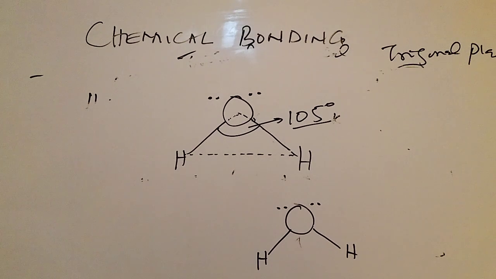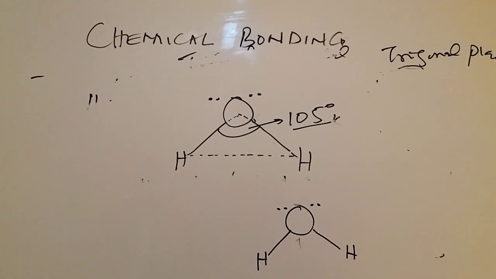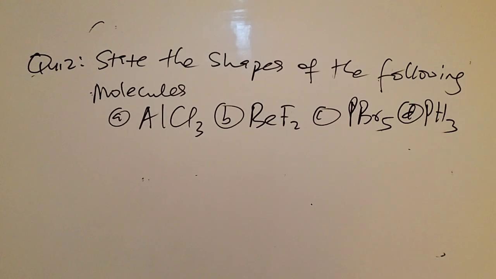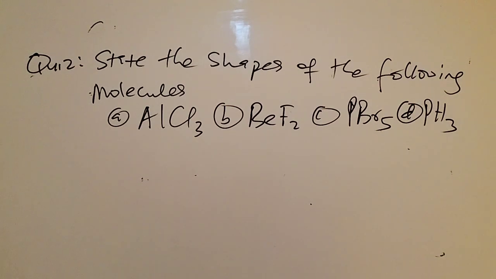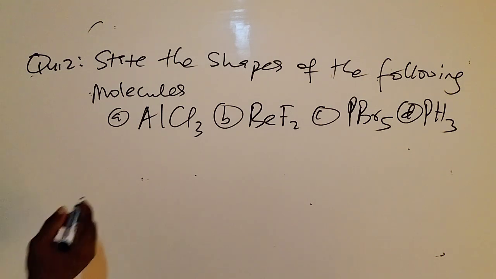So we're going to take a little exercise now before we continue. Look at this question that says, state the shapes of the following molecules: aluminium chloride, beryllium difluoride, phosphorus pentabromide, and then phosphine. Find the shape of the following molecules. Let's start with the first one.